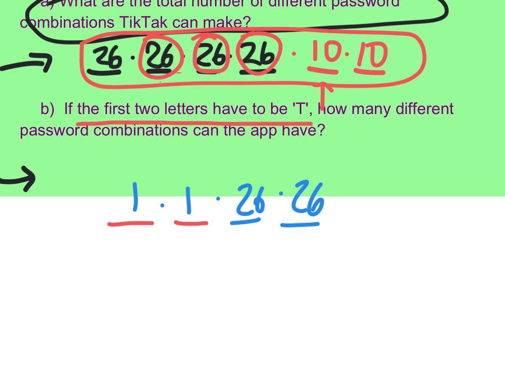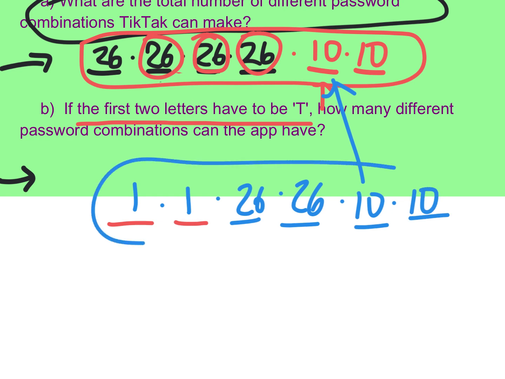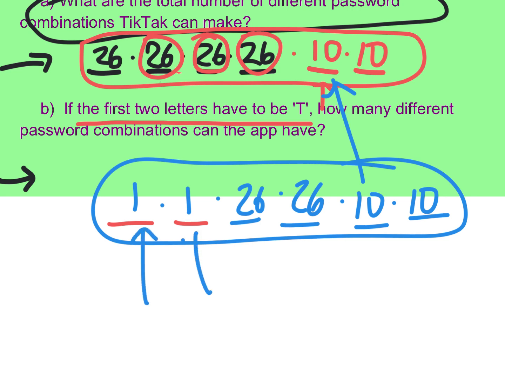Then the numbers, they didn't say anything about that, so they didn't limit that at all. So we're going to say times 10. And the last blank is also a number, and there's 10 different things when you count 0 through 9. And so there, much smaller number of choices. Why? Because you didn't have as many choices here. You had to pick the letter T for those first 2 spots.